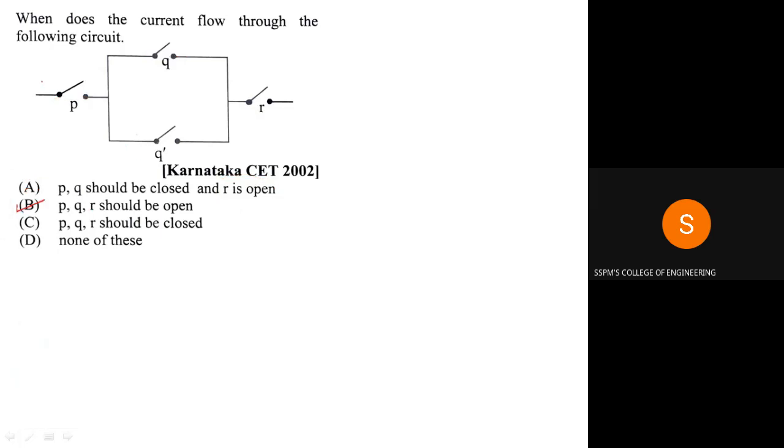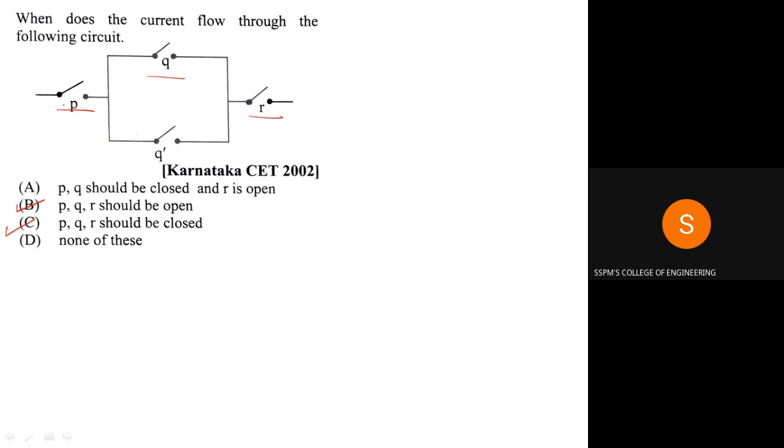Now we will check option B. PQR should be open. If P is open, Q is open, R is also open, will the current flow through this circuit? No, it will not flow through this circuit. If all the keys are open, then the current will not flow through this circuit.